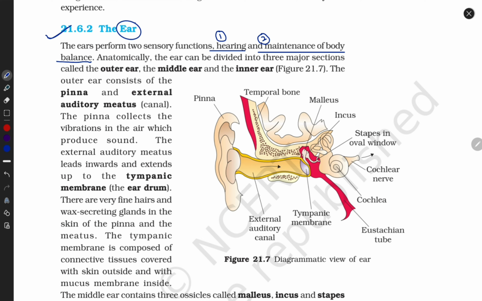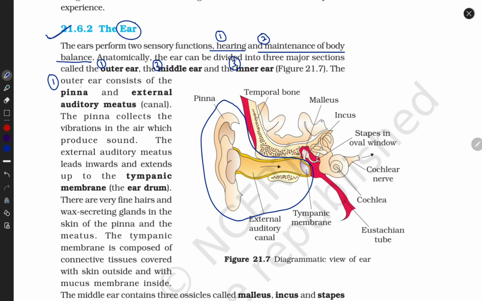The ear is divided into three parts. First, the outer ear, then second is the middle ear, and third and last is the inner ear. The ear has three major sections: outer ear, middle ear, inner ear. Clear? Now let's start with the outer ear. This portion, guys.